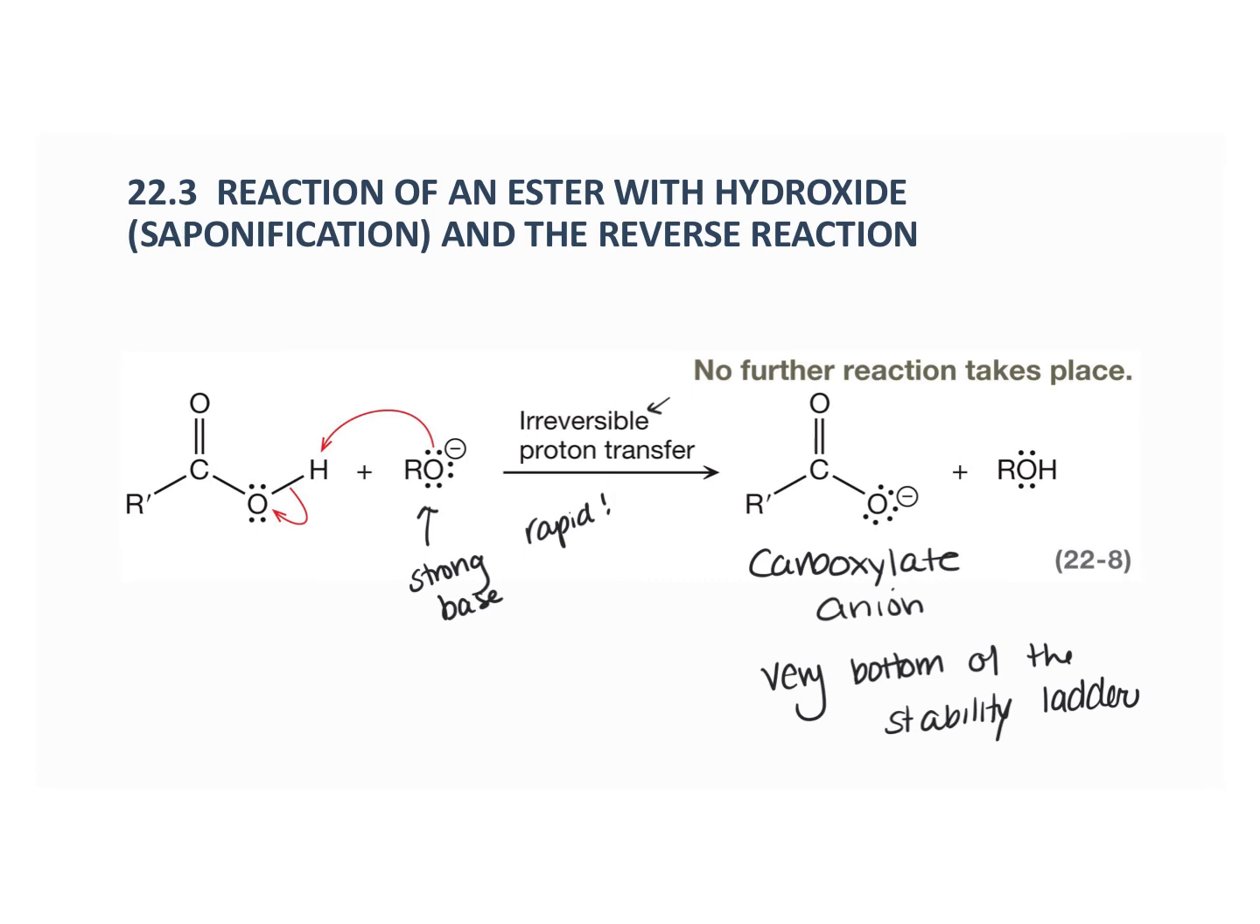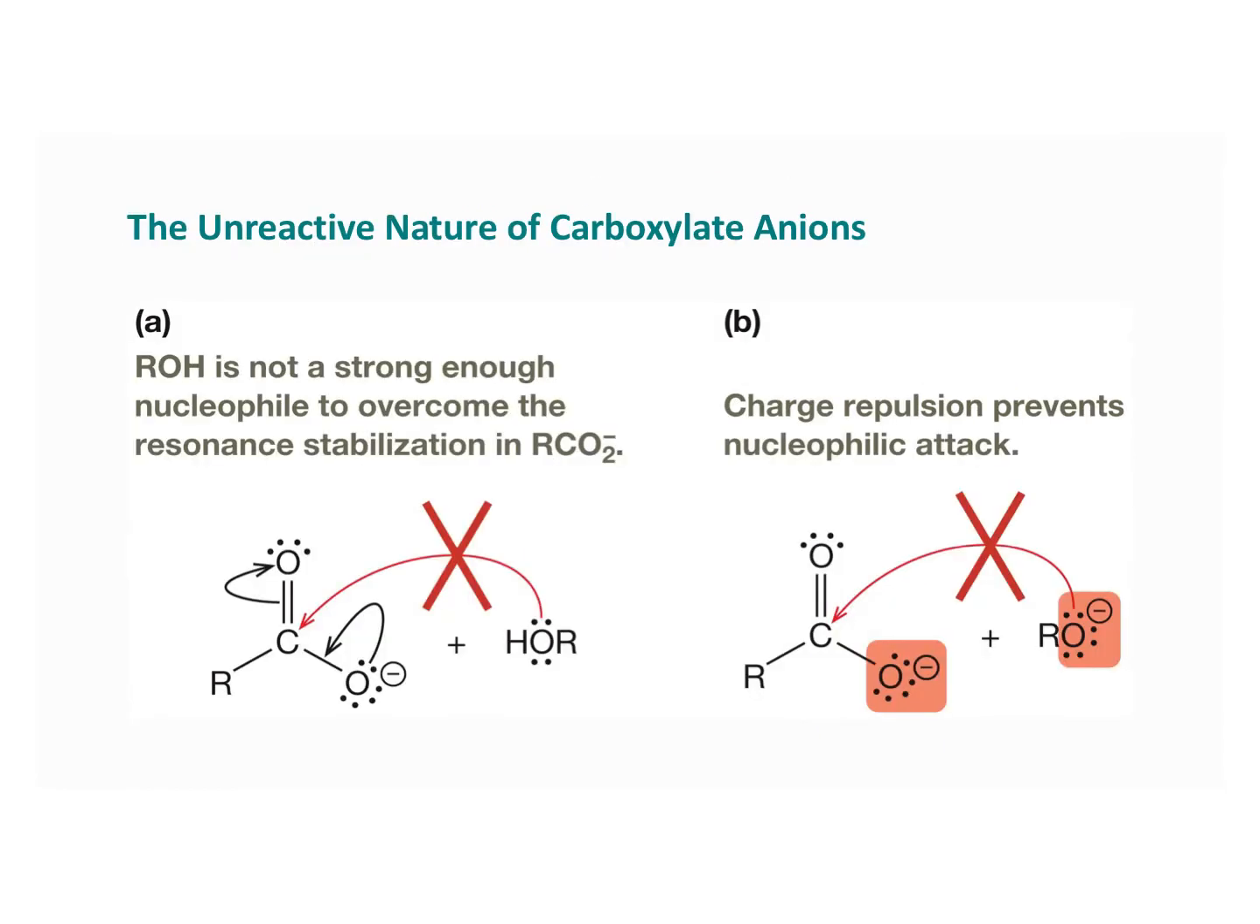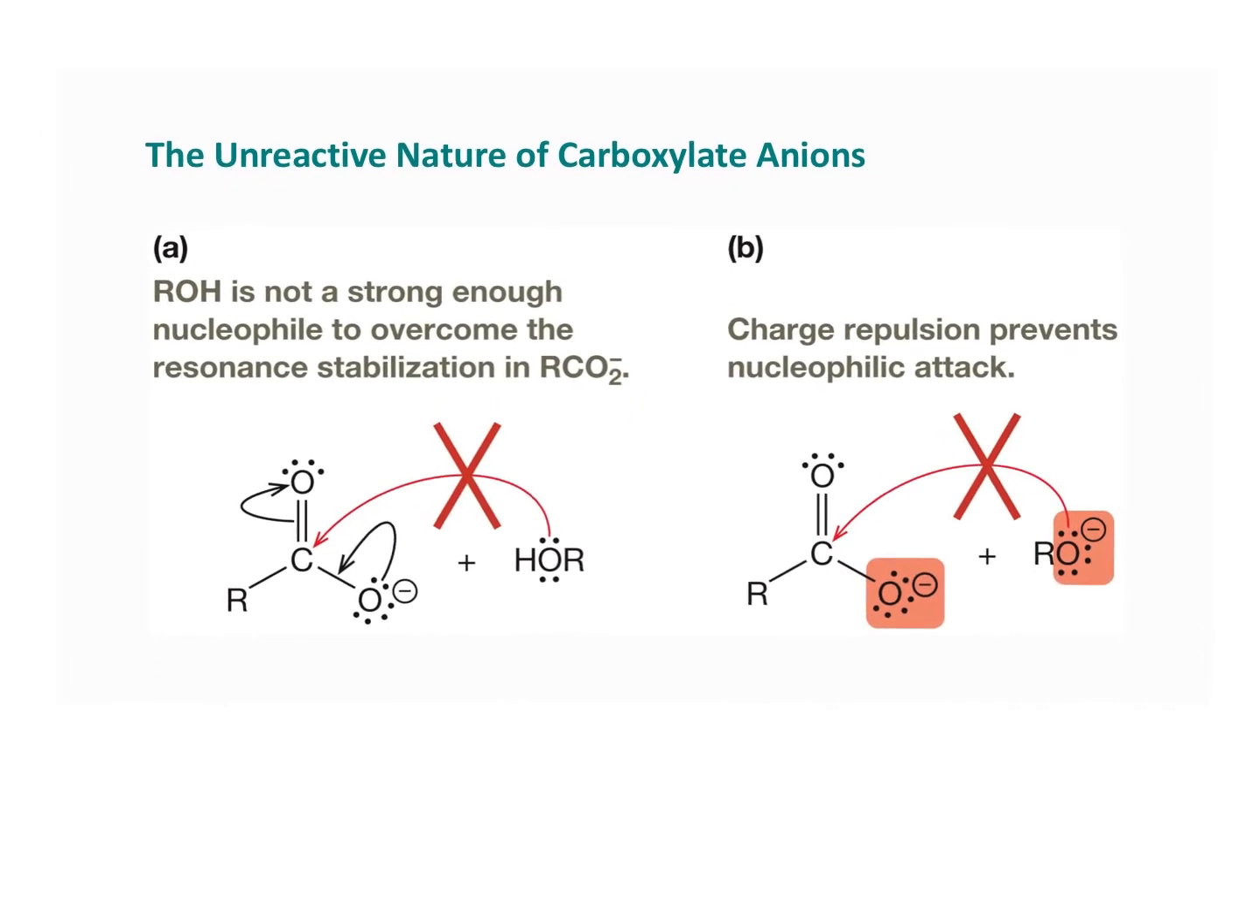Okay. So any acyl substitution reaction that converts a carboxylate anion to another carboxylic acid derivative on the stability ladder would be highly unfavorable. So these carboxylate anions are unreactive in large part because they have equivalent resonance structures, resulting in electron delocalization that heavily stabilizes the carbonyl group's pi electrons.